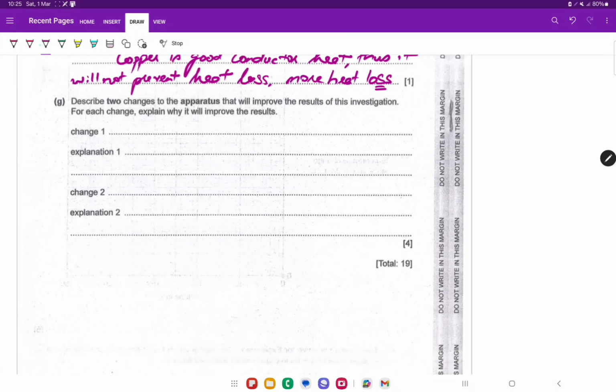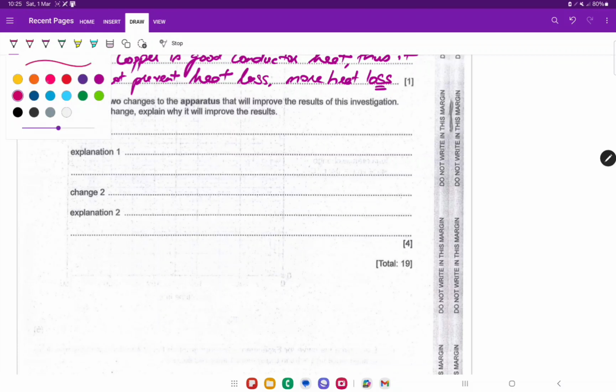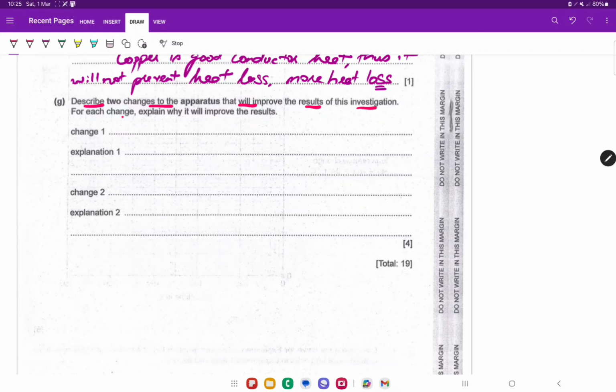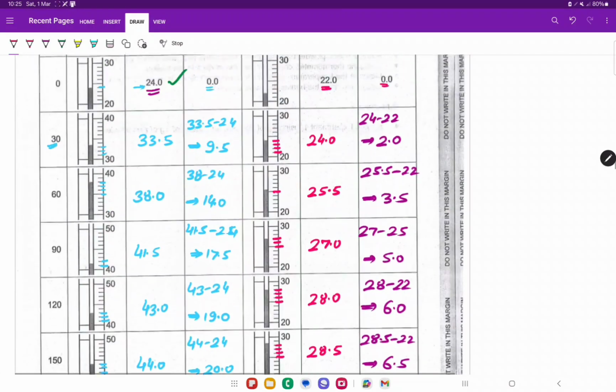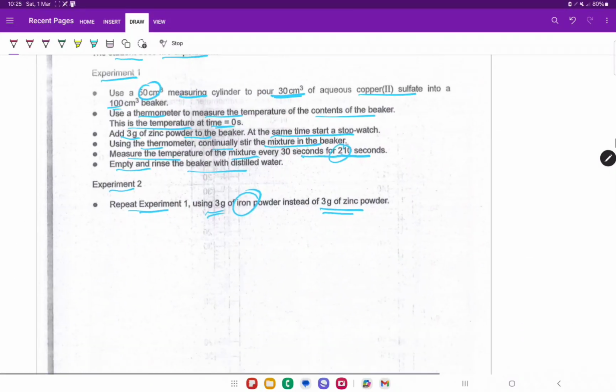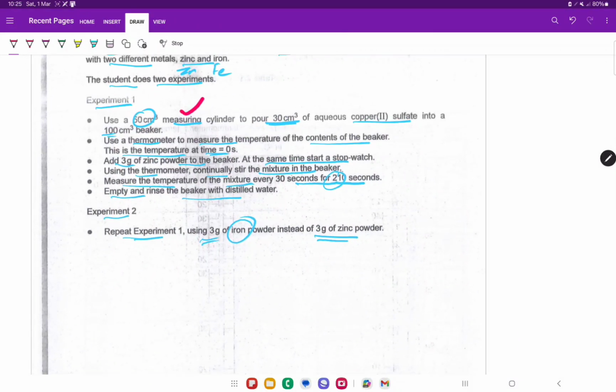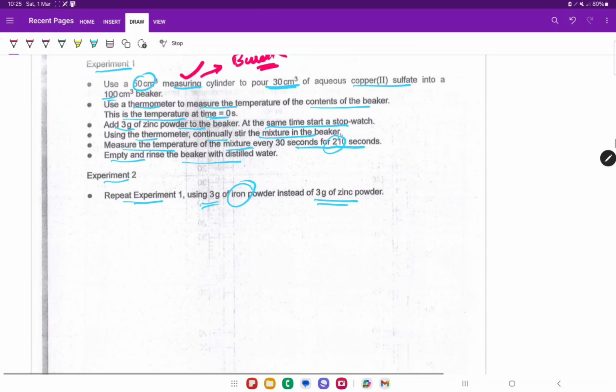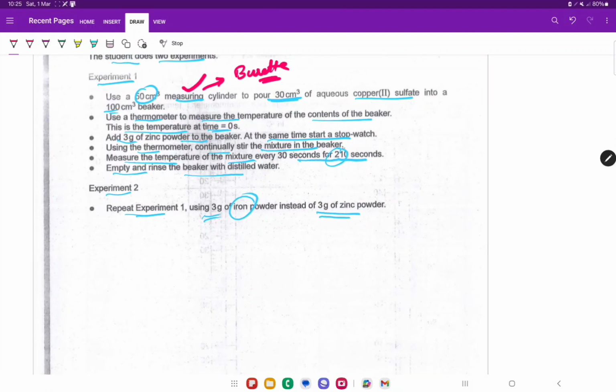Next question is asking: describe two changes to the apparatus that will improve the result of this investigation. For each change, explain why it improves the result. Now what apparatus are we using here? We are using a measuring cylinder. A measuring cylinder is never a good way of measuring. Instead of a measuring cylinder, what should I use? I should use a burette. So the first improvement should be, instead of a measuring cylinder, use a burette, which will give more accurate readings.